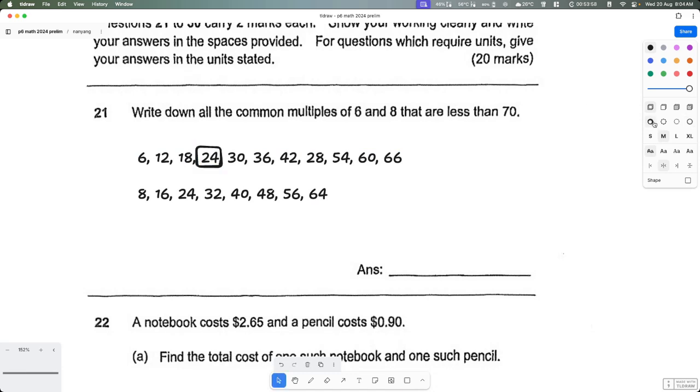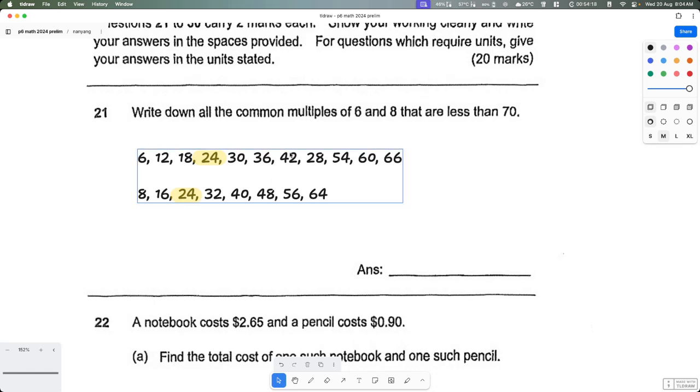Let me just draw like this. Okay, 24. Should I highlight? Yeah, highlight is better. So 24 is one. What about, is that it? 8, 16, 24, 30, 54. That's it. I think it's just 24.